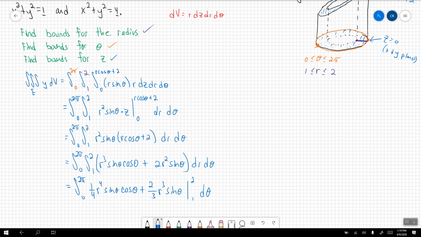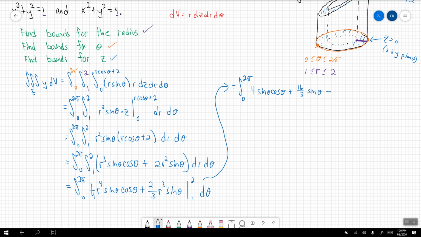All right, looking promising so far. So let's keep this going. This is going to be the integral from 0 to 2 pi. And we're going to have this 1/4. So this 1/4 is going to be evaluated with that 2, so that's 2 to the power of 4, and then we divide by 4, which gets us just 4. So that's going to be 4 sine theta cosine theta plus, here we have 2/3 multiplied by 2 cubed. Now 2 cubed is 8, so 8 times 2 is 16, and then 16 divided by 3 is just 16/3 sine theta.